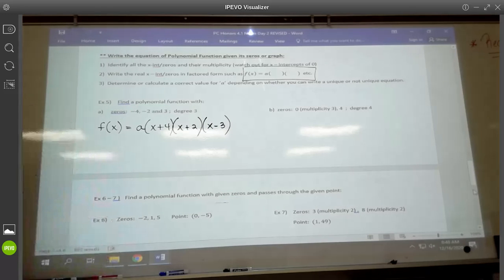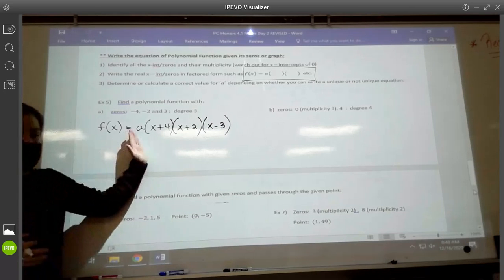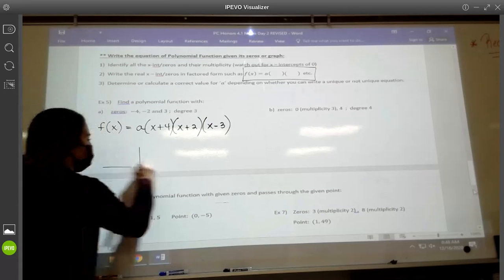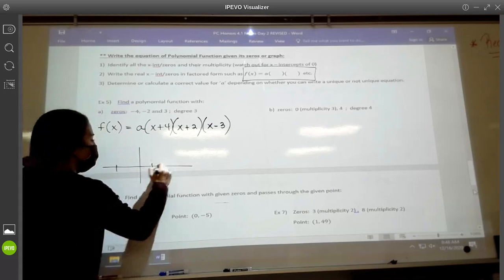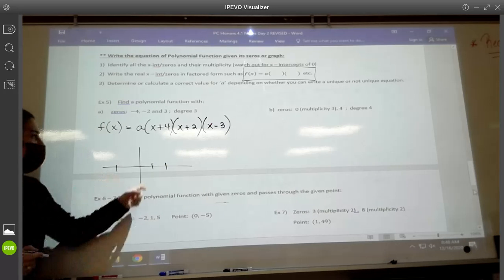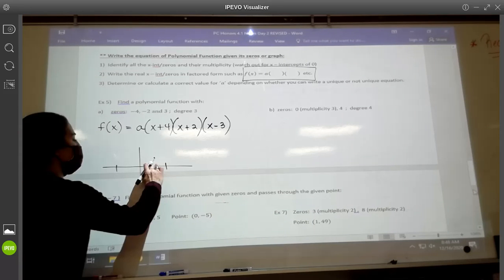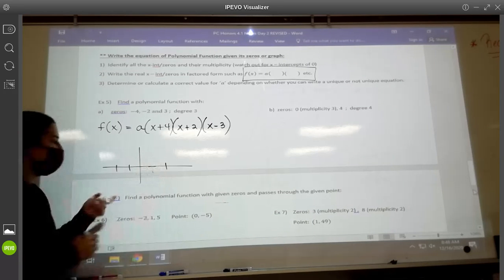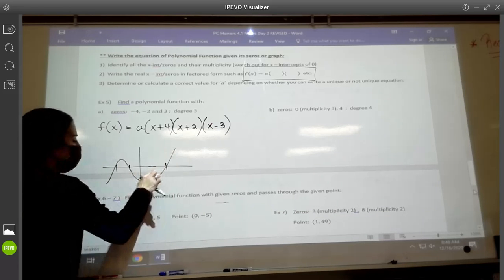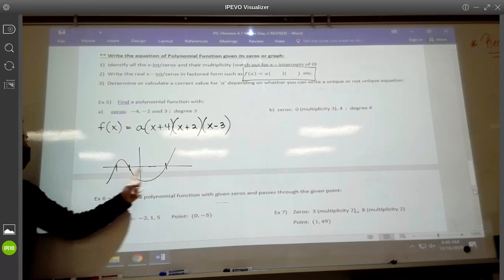Okay, so the only thing we need now is a number for a. Here's the thing. Do you guys agree? Don't write this down. Let me just show you. If you have a polynomial that has x-intercepts at -4, 2, -4, -2, and 3, isn't this the graph of a polynomial that has x-intercepts at -4, -2, and 3?